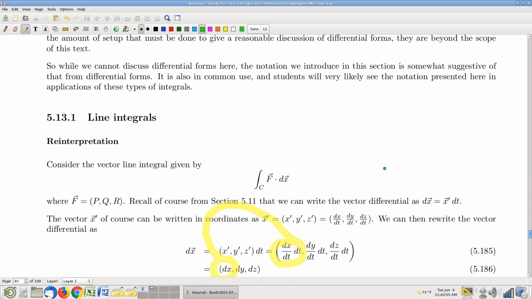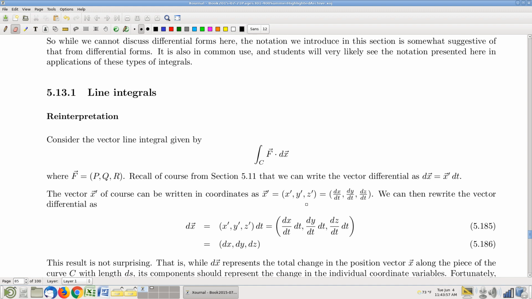Here is some calculation. There's our line integral. Right? dx is x prime dt, which I can rewrite like that.